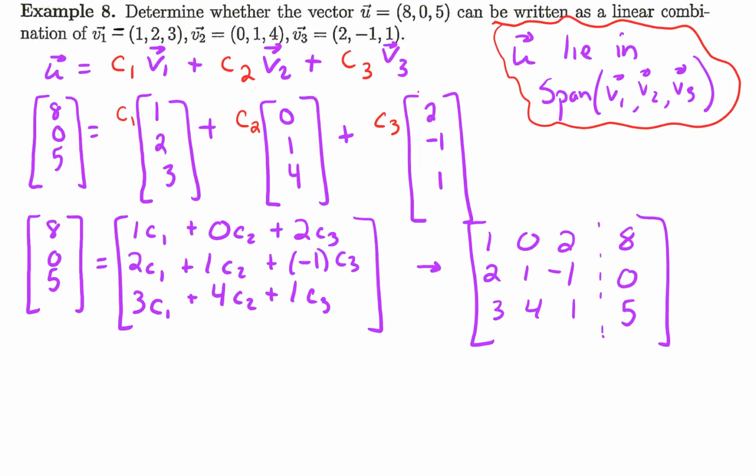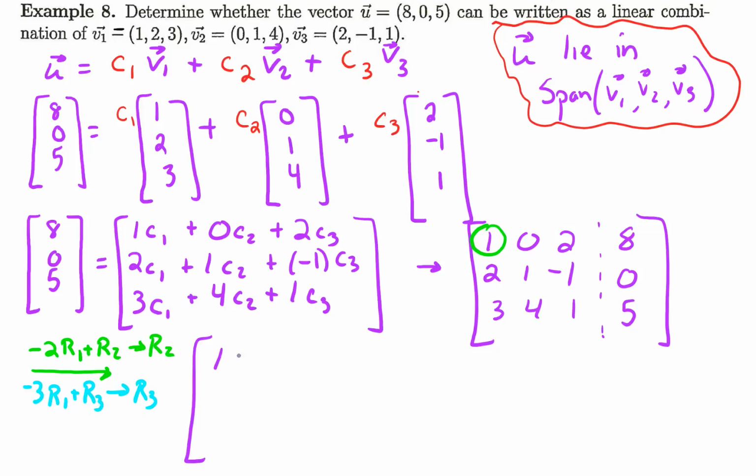Okay, so let's take a look at this. We have our leading 1 in the first position. Let's now multiply negative 2 times row 1, add it to row 2, and put it in row 2. And similarly, we'll do another operation: negative 3 times row 1, add it to row 3, and put the result in row 3. After doing those operations, our top row stays unchanged. Our next row, once we multiply the top by negative 2, we will get 0, 1, negative 5, and negative 16.